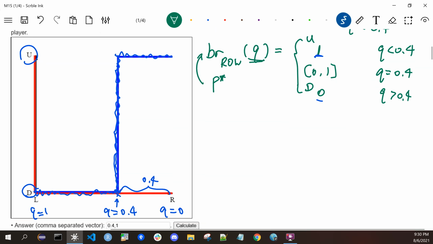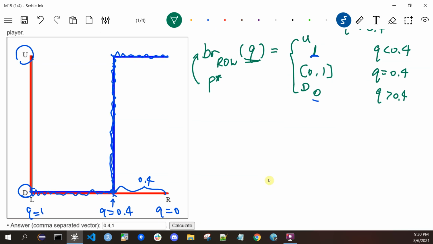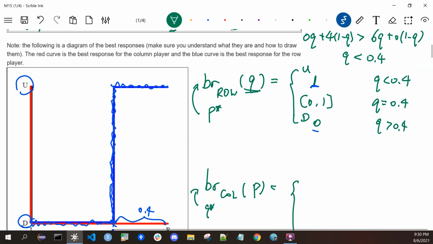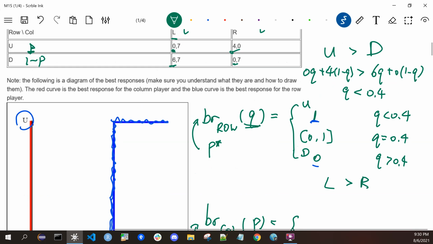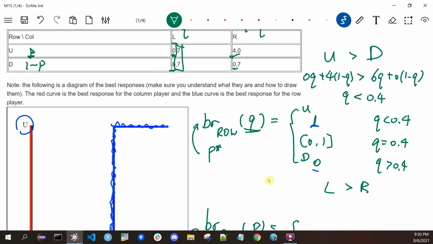Okay, so we can probably draw the other one the same way. That's the best response of the column player, and it should be a function of P, written in terms of Q star. We're going to use the same approach. We're going to check when L is larger than R. If I play L, I'll get 7 and 7. 7 was probably P, and 7 was probably 1 minus P, so it's basically just 7. And if I play R, I'll get 0 was probably P, and 7 was probably 1 minus P.